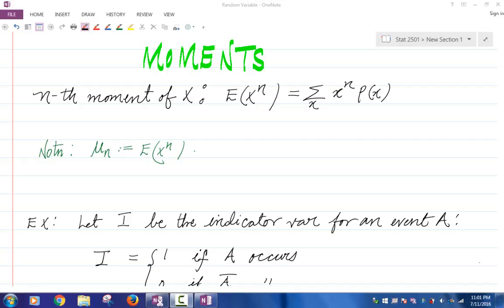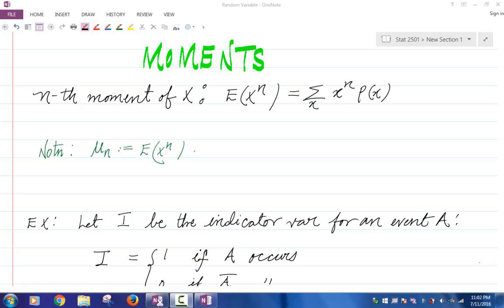In this video, I am going to define moments and then I'll do an example. Let's let n be a positive integer here. Then the nth moment of x is defined by the expectation of x to the n.